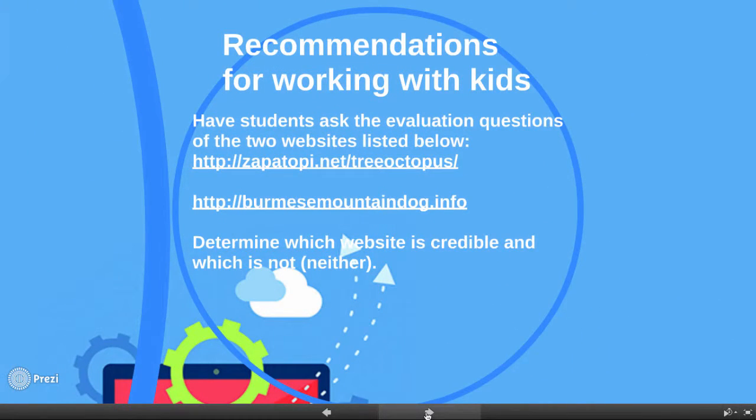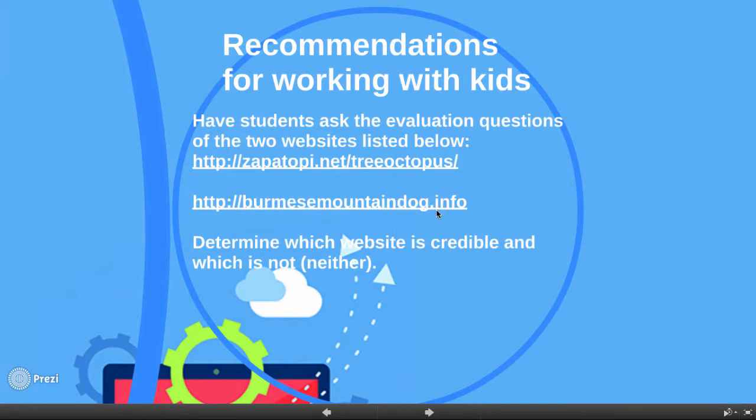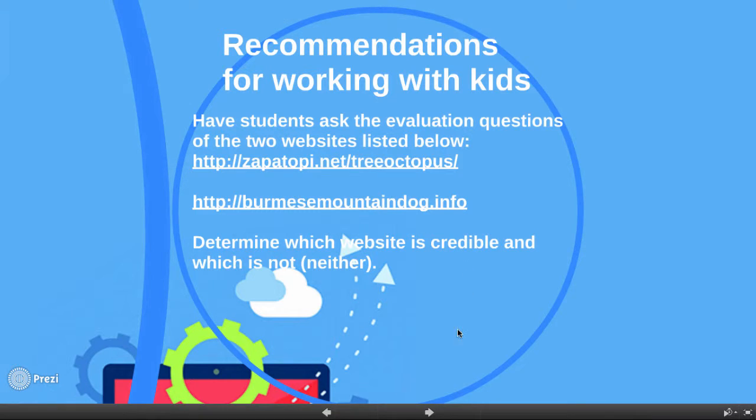And some recommendations for working with kids include having them go through these two websites. There's one of them where it has the tree octopus, the endangered tree octopus in the Pacific Northwest. It's a pretty funny one. It looks like a really good, legitimate website. You'll have kids really questioning whether or not there's actually a tree octopus. And then there's BurmeseMountainDog.info. Both of these sites are not credible, but it's good to show them to students so that they can see how easy it is for people to create sites that aren't legitimate.